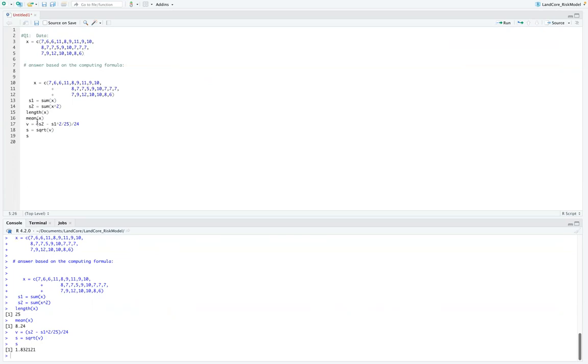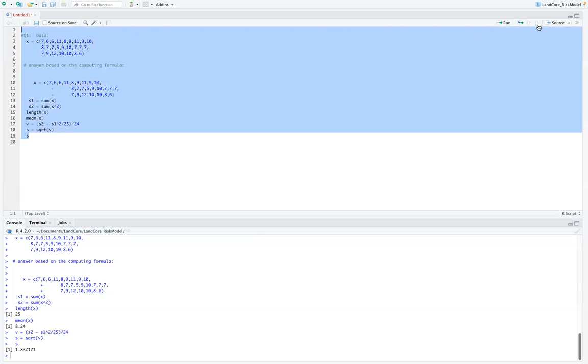And then we can compute the mean and the variance. This is how you would compute the variance here. You would take S2 minus S1 squared divided by 25, and then divide that by 24. And then S equals the square root of the variance, and that gives us the standard deviation.